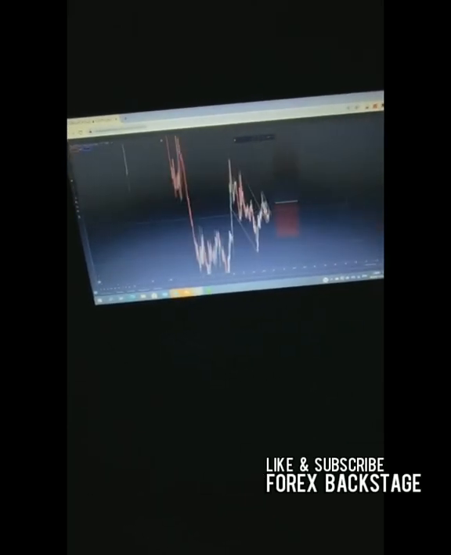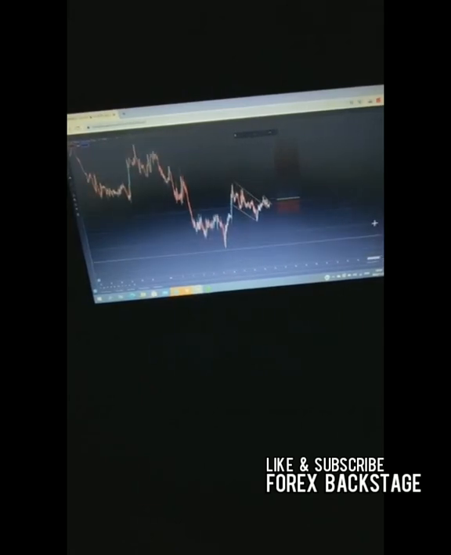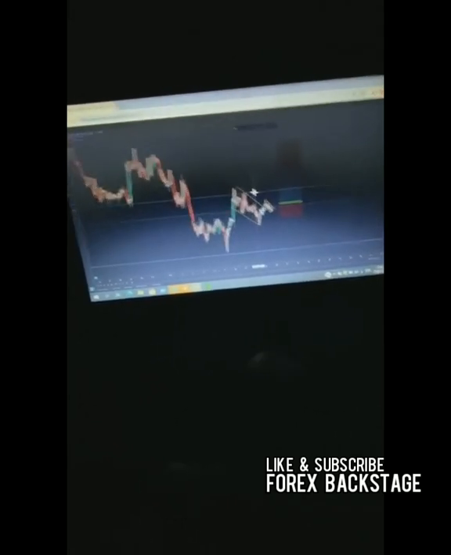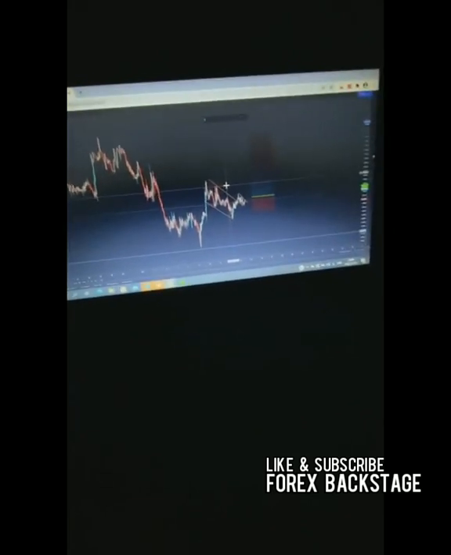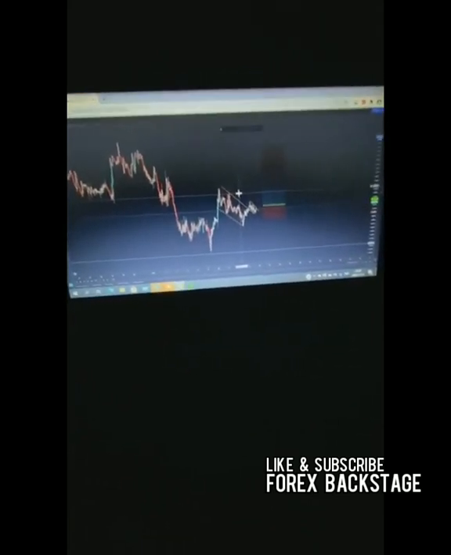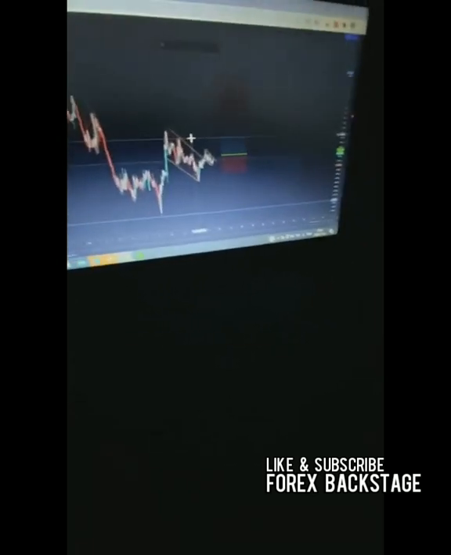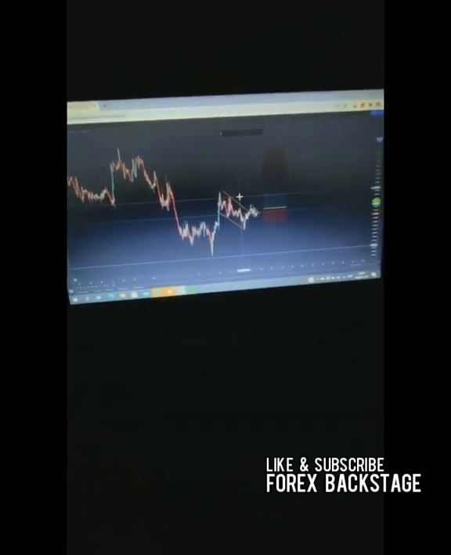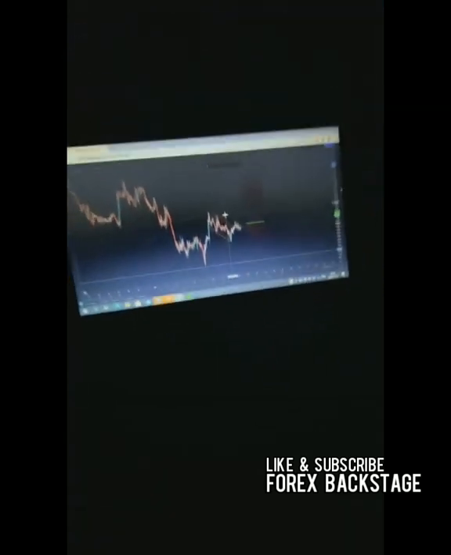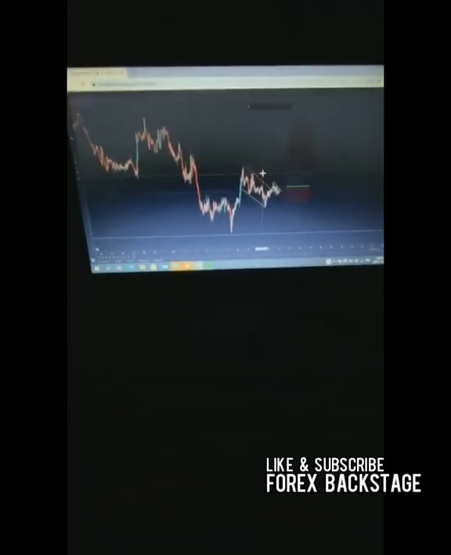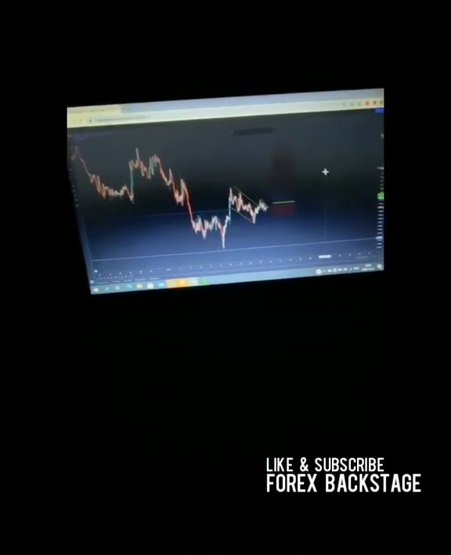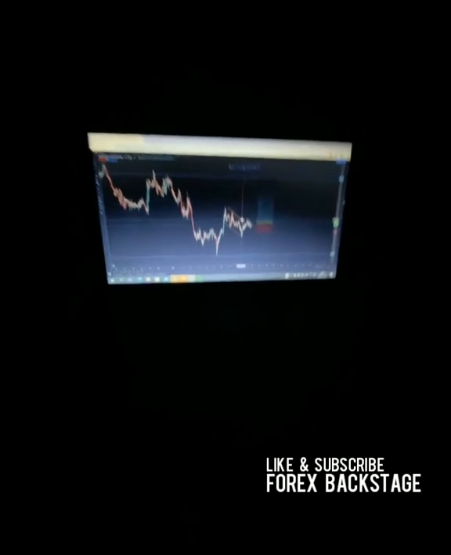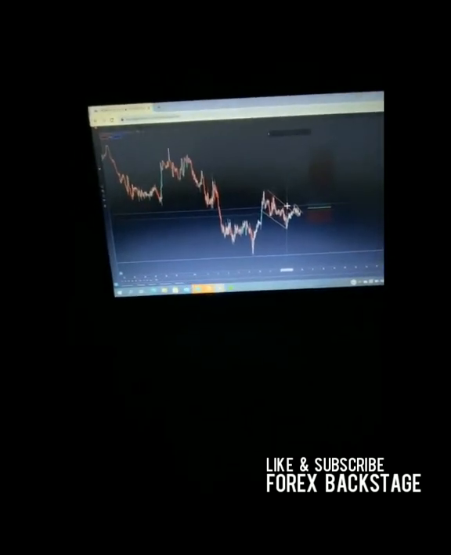So when the market opens, this one is one of the trades in my wish list. Guys, I showed you how I got this one, so you can comment if there's any clarification that you need. I'm done with this one, guys, and I hope you can see clearly.